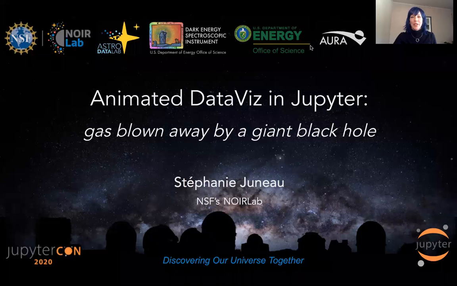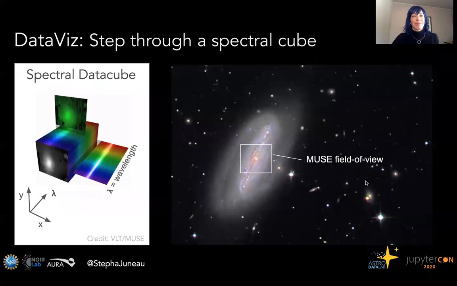Hi everyone, I'm Stephanie Juneau from the Data Lab at NSF NOIRLab, and I'm going to talk a little bit about an animated data visualization for astronomy. And I want to show an example where we're looking at how the gas is moving inside of a galaxy, and in particular around a black hole. So this is also known as my favorite notebook.